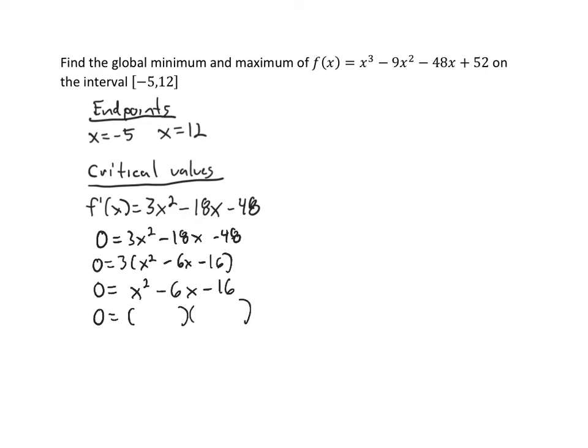I'm going to split this up. I can factor this into x minus 8 and x plus 2. In solving that, x minus 8 equals 0, x plus 2 equals 0. So the critical points are going to be x equals positive 8 and x equals negative 2. So our possible locations.